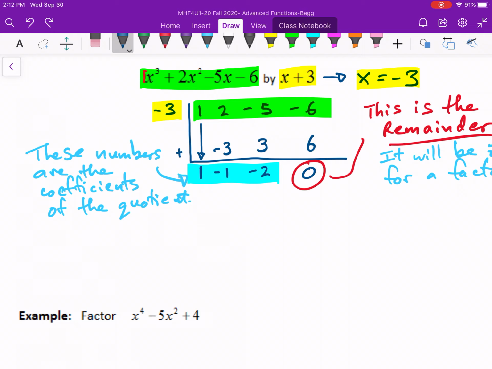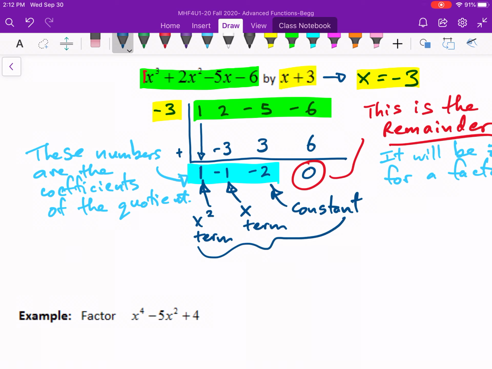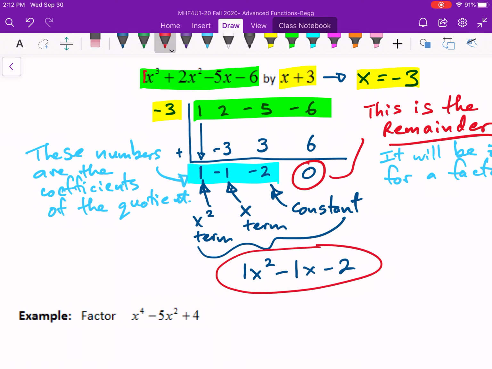This is my constant term. This is my coefficient of my x term. This is my coefficient of my x squared term. So from all that, putting it all together, I'd have 1x squared minus 1x minus 2. That's my final answer. And there could be more numbers there.